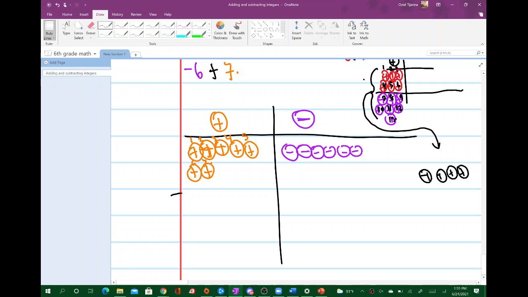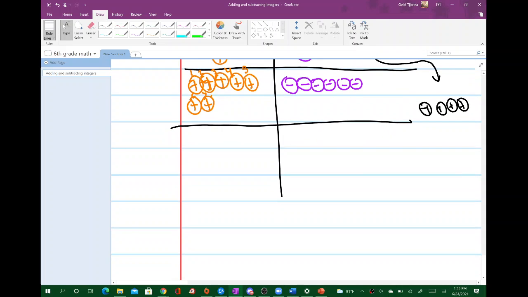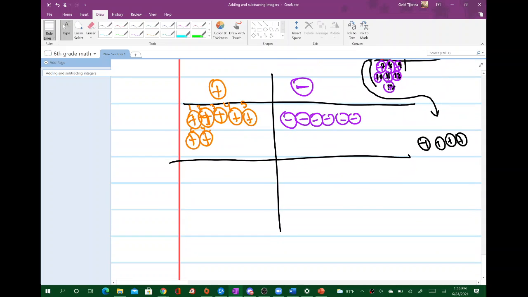So basically, doing all of this, what I want you to think about is every time I cross out a positive, I will also cross out a negative. So this crosses out, so then this will cross out, right? This crosses out, so then this will cross out. This crosses out, so then this will cross out. And you keep going until you have no more positives or negatives, right?